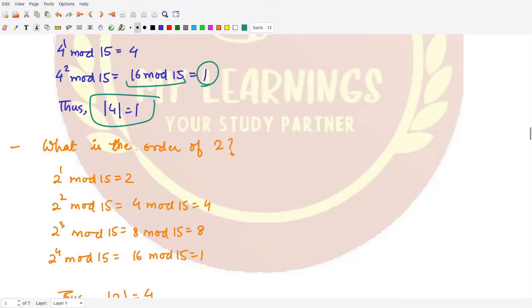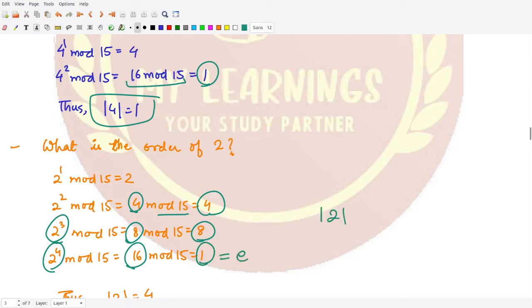What about the element 2? For the element 2 we have 2 power 1 mod 15 equal to 2, right? 2 square mod 15 is 4 mod 15, which is again 4. 2 cube is 8. 8 mod 15 is 8. 2 power 4 is 16, and 16 mod 15 is 1. So this is the identity. So that means the order of 2 here is 4, right?